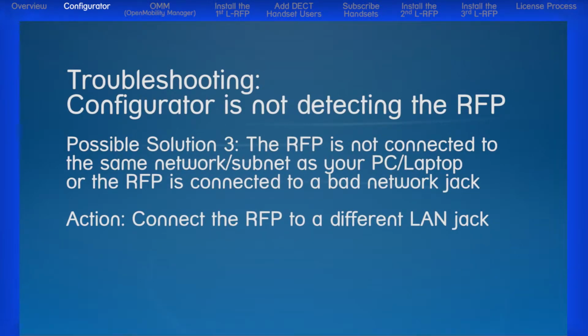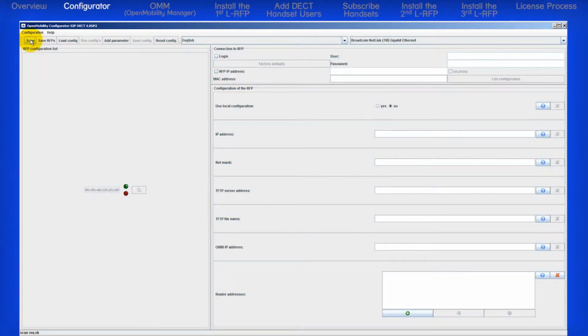Here is something else to check. The RFP may not be connected to the same network or subnet as your PC, or is connected to a bad network jack. To check this, try connecting the RFP to a different LAN jack. This might resolve the problem. So let's continue with the configurator.